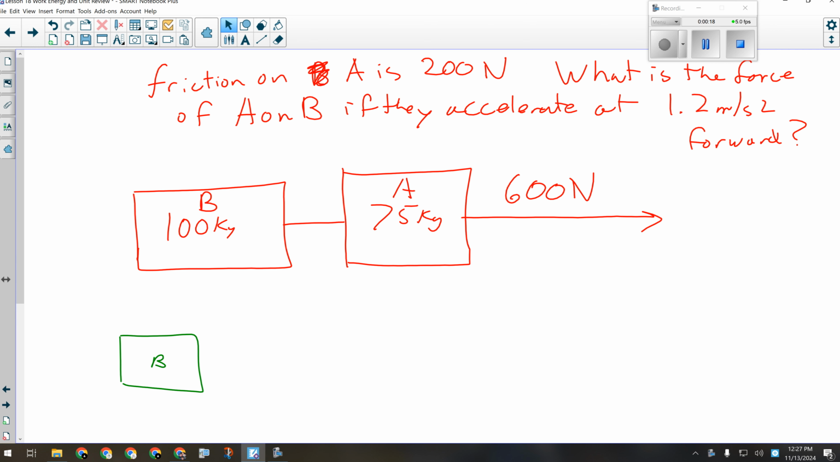Well, within the movement plane, 2. Friction, of which I have no idea. They didn't tell me what the force of friction is on box B. I have no way to calculate it. And they want this force.